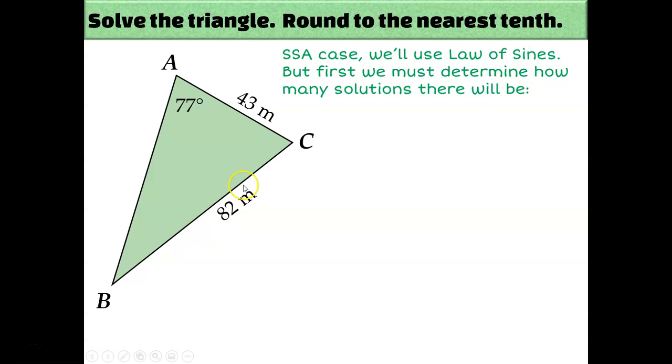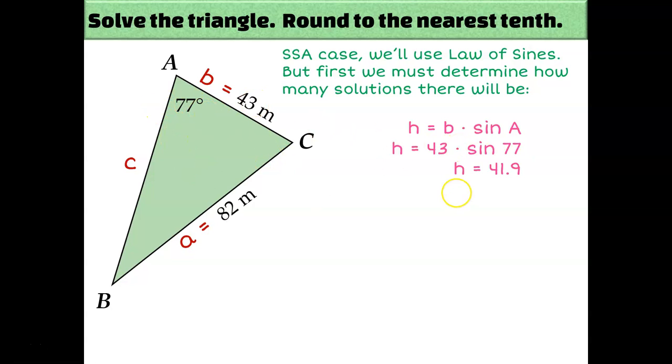Before you get started, go ahead and label your sides that you've been given with lowercase letters because it'll make filling in the height of a triangle formula a little bit easier. So 82 I'm going to label with a little a because it's across from big A, and I'm going to label 43 with little b because it's across from big B. And you could also label the third side as little c, but you don't really need it. The formula for the height of a triangle is b times sine of a. So h would be b, which is 43, times the sine of angle A, which is 77. So type that into your calculator and we get about 41.9 meters.